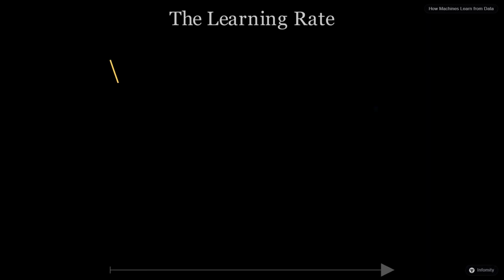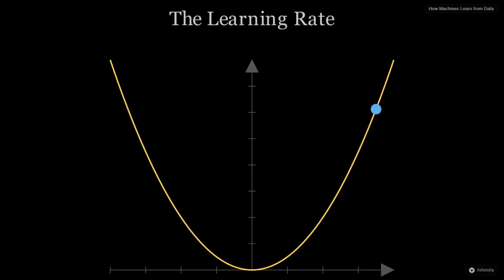When using gradient descent, the size of each step down the loss landscape is controlled by the learning rate. A large learning rate means big steps, which might be faster, but risk overshooting or bouncing erratically. A small learning rate means tiny steps, safer and more precise, but the learning can be very slow. Finding the right learning rate is critical. It balances speed and precision to efficiently reach the optimal model.